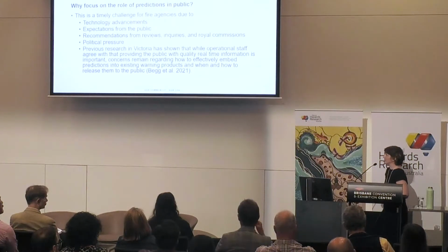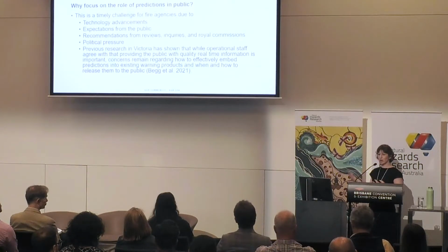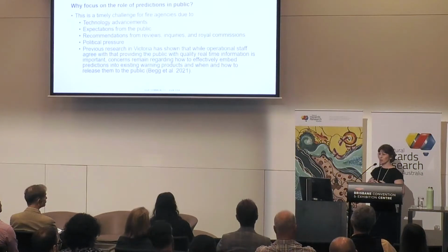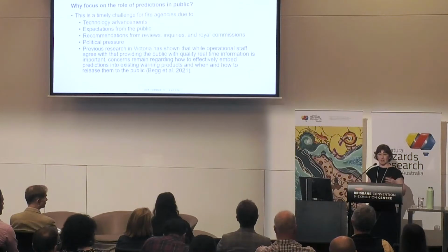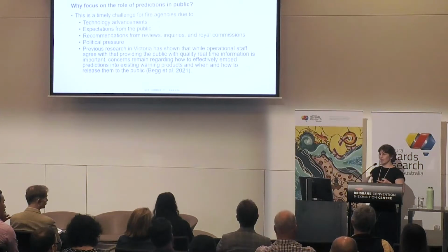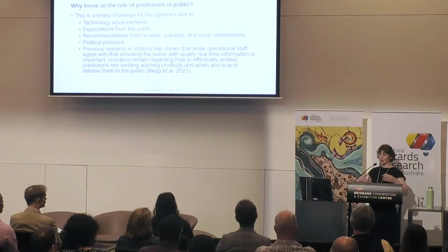We've heard from other presentations that we keep on getting recommendations from reviews, inquiries, the Royal Commissions. We need to improve our warnings. We need to make them more accurate. We need to make them more timely. There's also political pressure that's increasing. During the 2020 fire season, we saw the release of Red Maps, a predictive product showing the predicted fire spread in New South Wales and the ACT. And now there are questions, not just in New South Wales and the ACT, but across all jurisdictions.